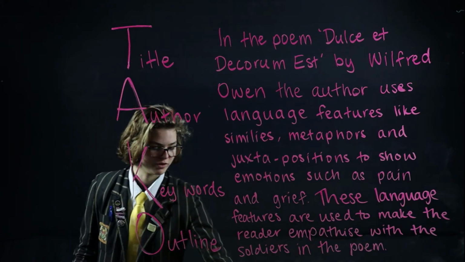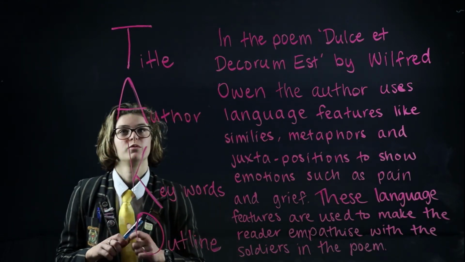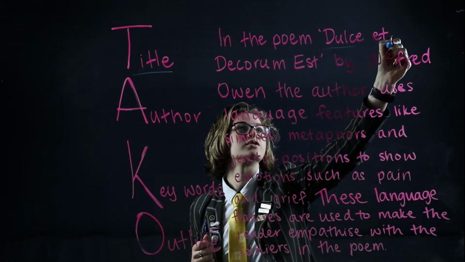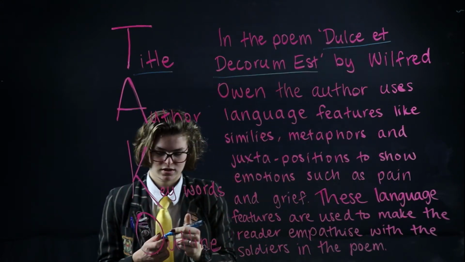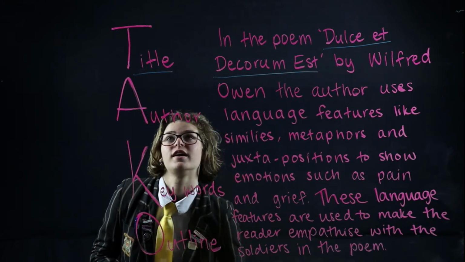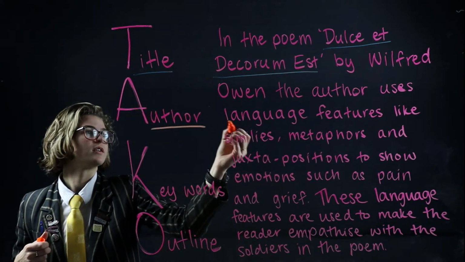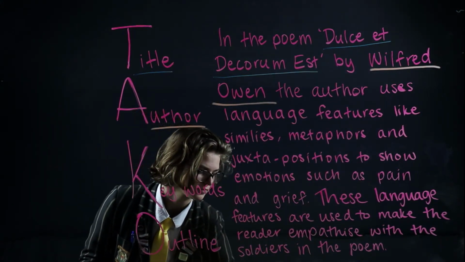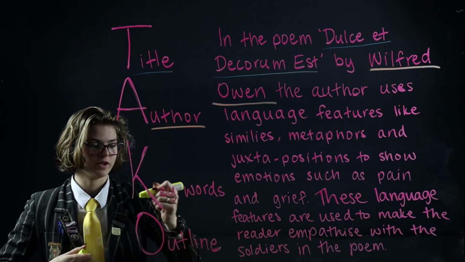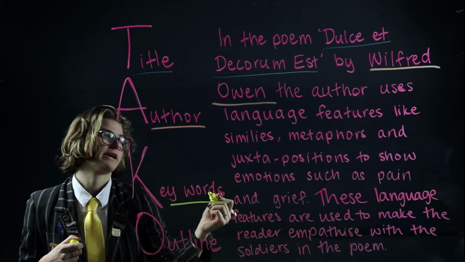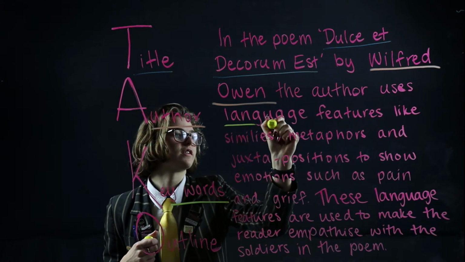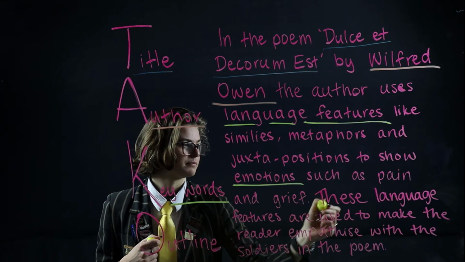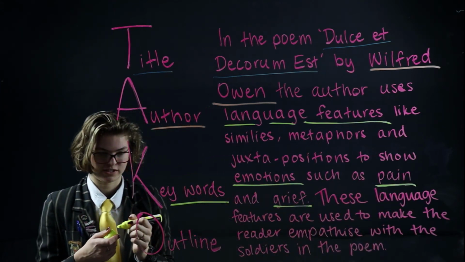Alright, we're going to go through and just go over which one's which. So we have our title, underline this one in blue, Dulce et Decorum Est. And our author is Wilfred Owen. And we have our keywords. These will vary depending on the question you get, but for this it would be language features, emotions, maybe pain and grief if the question specifies.